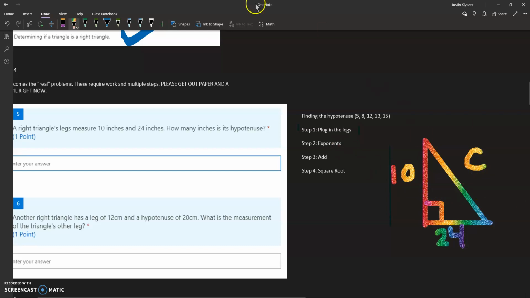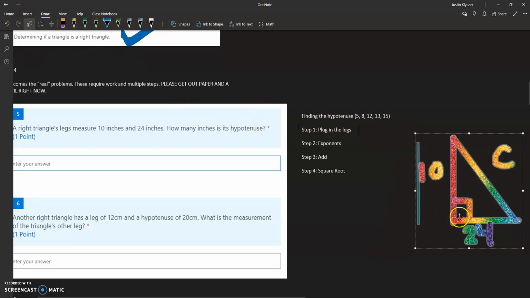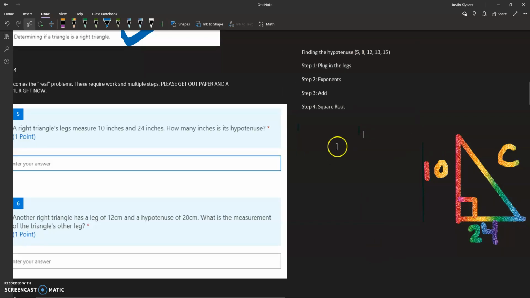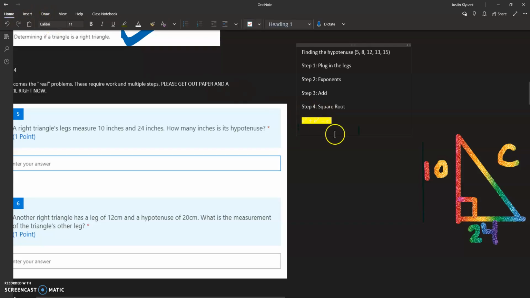Okay, so let's go ahead and follow these steps. Let me actually grab these guys and move them over a little bit. All right, step number 1 is to plug in the legs. Okay, we can do that. So actually, before we do that, let's write the formula down. A squared plus B squared equals C squared. Why is the background all crazy, guys? I do not know. Highlight, no color. There we go.